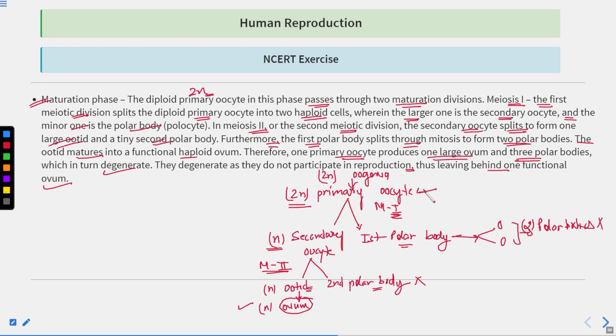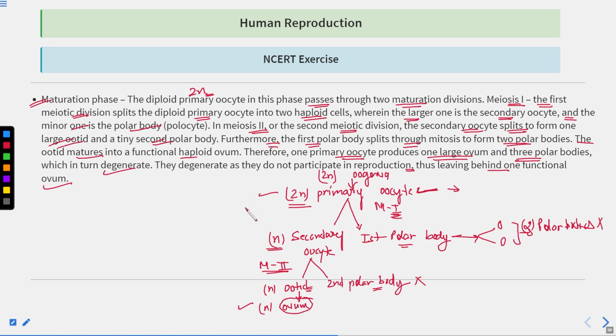All right, we've also studied that the primary oocyte is covered by the granulosa cells, and it forms the primary follicle. Then the primary follicle transforms into the secondary follicle. The secondary follicle then transforms into the tertiary follicle. Then the tertiary follicle is transformed into the Graafian follicle. Clear? And in the Graafian follicle, the primary oocyte will start dividing.